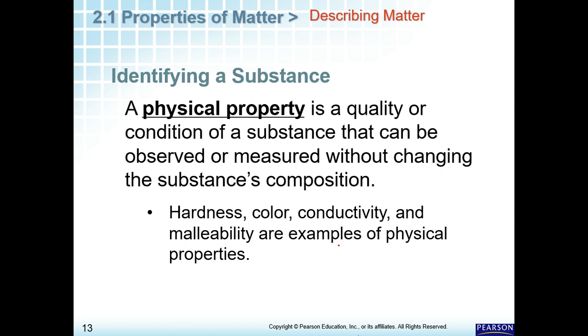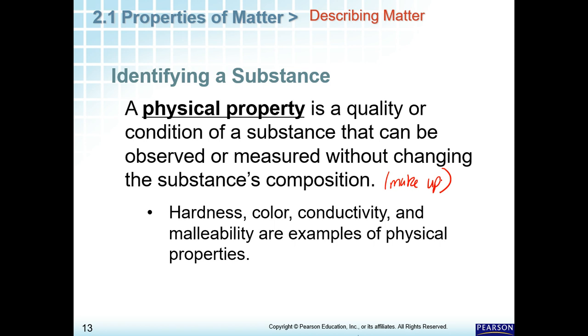So a physical property is a quality or condition of a substance that can be observed or measured, and it doesn't change that substance's composition. In other words, its makeup. What is it made up of? Examples of physical properties include hardness, color, conductivity, and malleability.